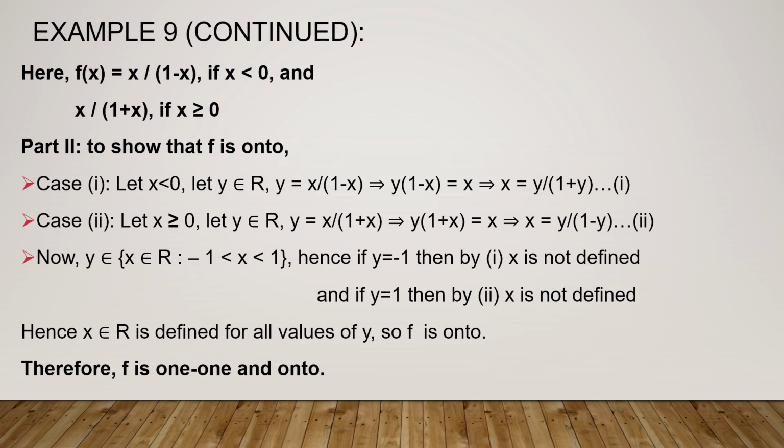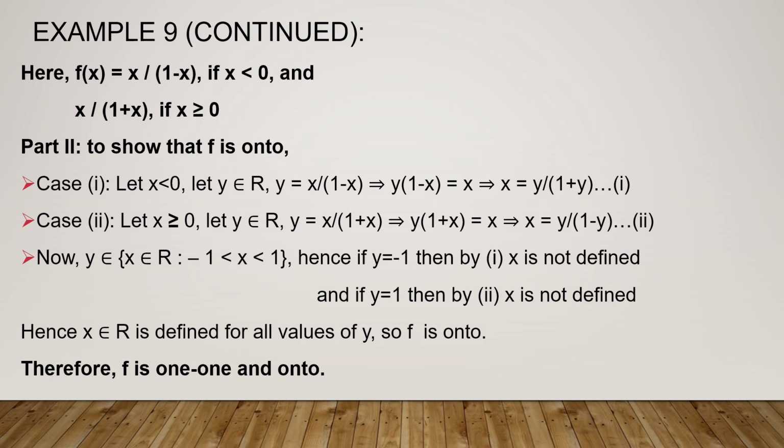Hence, if y is minus 1, then it is not defined. Now see, over here, our element y, which is in the codomain, consists of elements which are between minus 1 and 1. For example, if it is exactly minus 1, what will happen? From the first equation, when you put y as minus 1, it will be minus 1 upon 0, and anything upon 0 is not defined. Similarly, if you put the extreme value y equal to 1, then by equation 2, x will not be defined. Hence, for x belongs to R, it will be defined for all values of y, so f is onto.